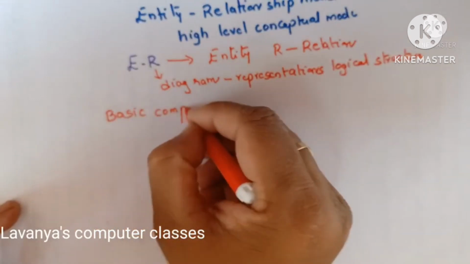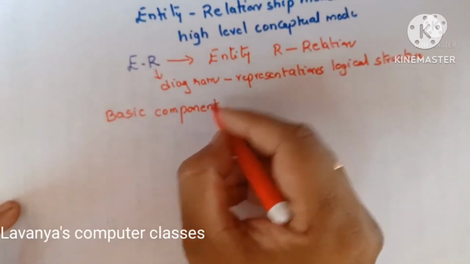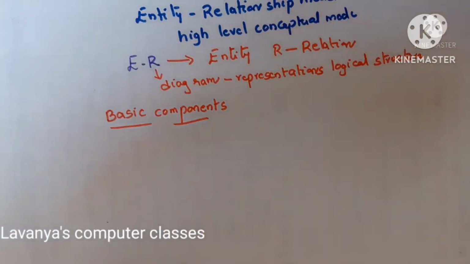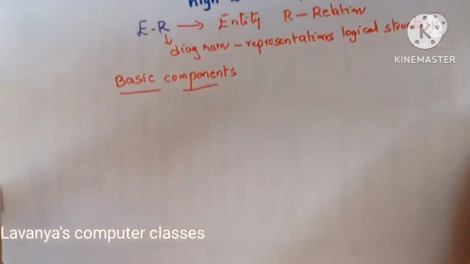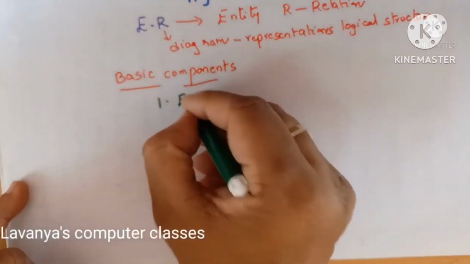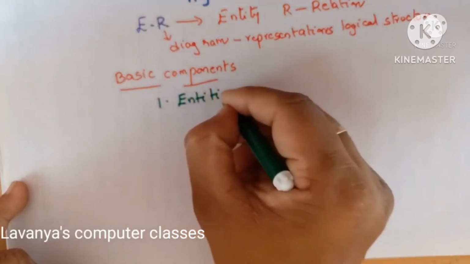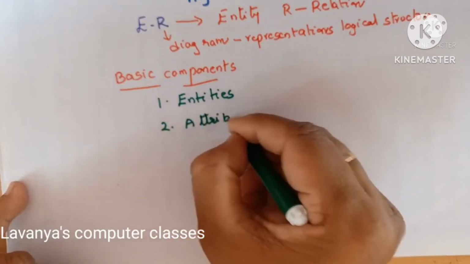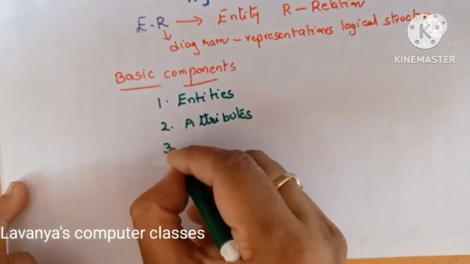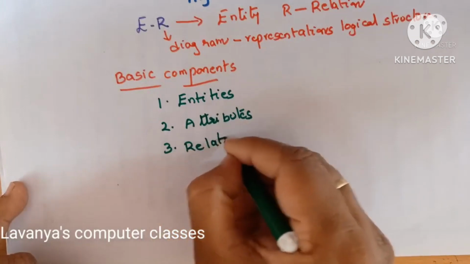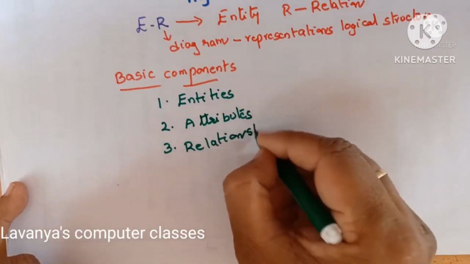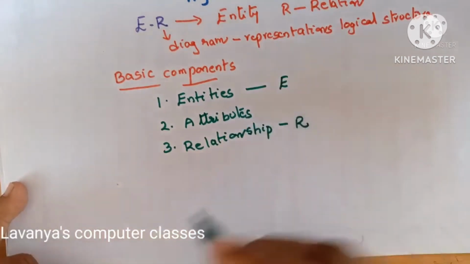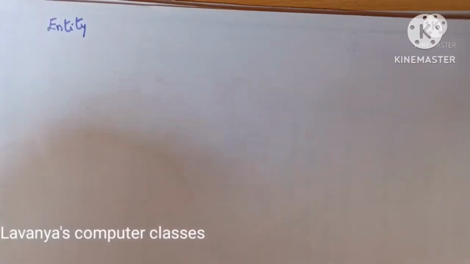Now we'll go to the basic components of ER diagrams, the ER model. Mostly three basic components are there. One is entities, second is attributes, third is relationships. Entities, attributes, relationships: these three are called the basic components of ER diagrams. E for entity and R for relationship, that is what is called an ER diagram.